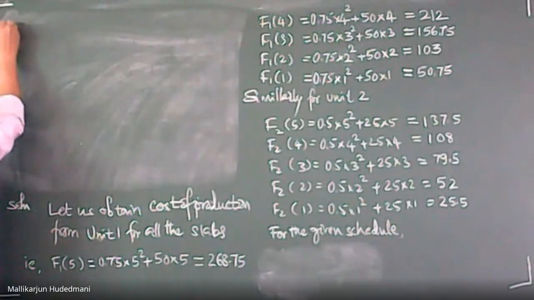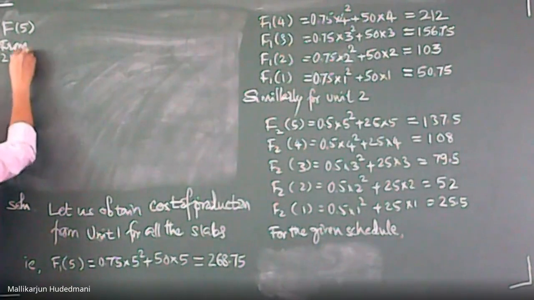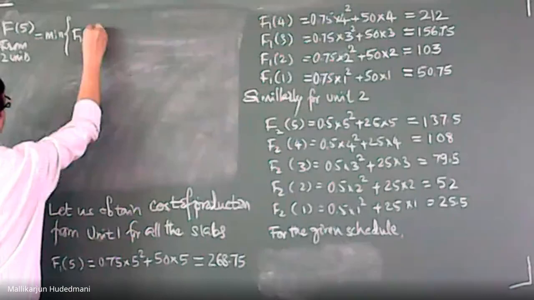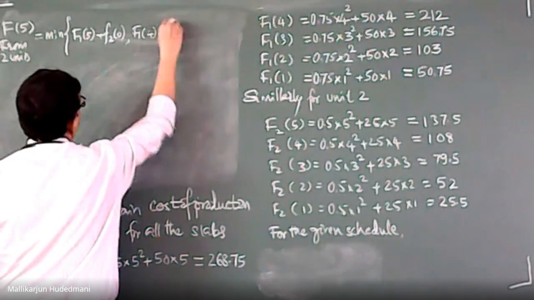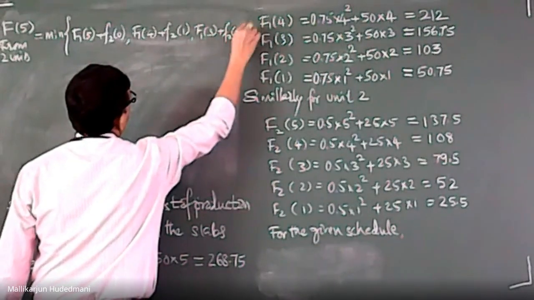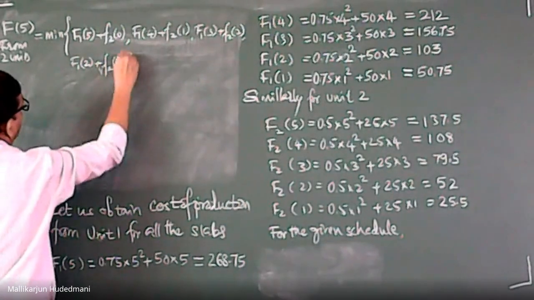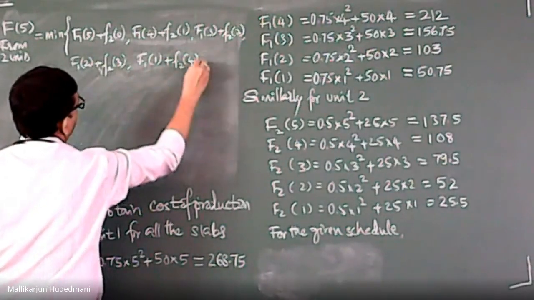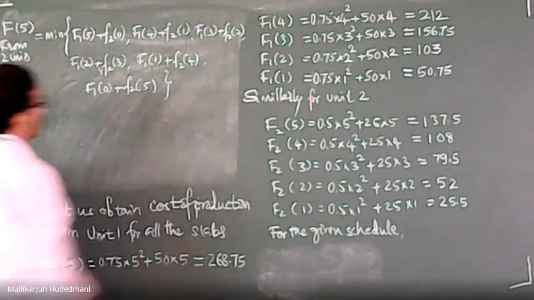Okay. So F for 5 megawatt from 2 units is equal to min of F1 5 plus F2 0, comma, F1 4 plus F2 1, F1 3 plus F2 2, comma, F1 2 plus F2 3, comma, F1 1 plus F2 4, comma, F1 0 plus F2 5. These are the possible values.